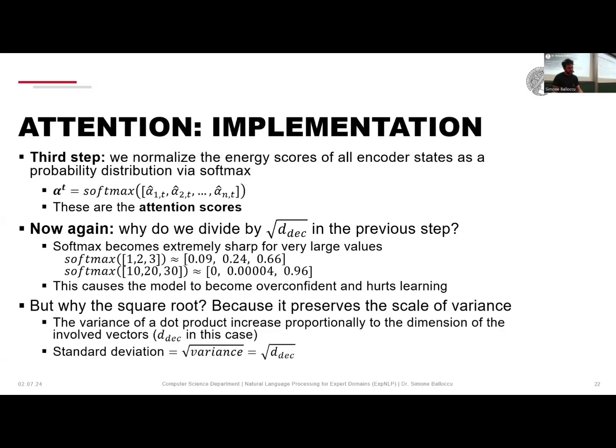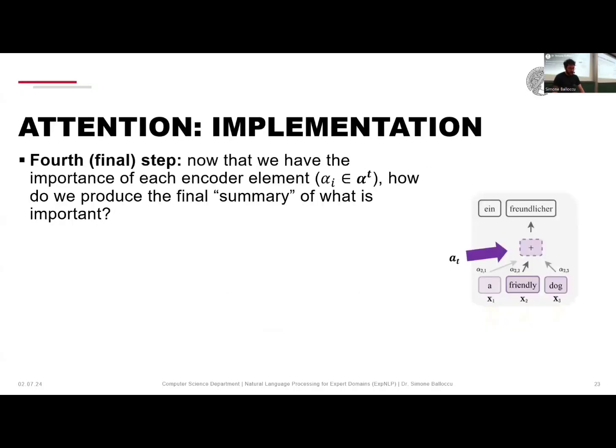Okay. We have a fourth step. Now we have the importance of each encoder element. So we have this alpha_t that, you remember, is a vector and has these elements alpha_ti. Alpha over t, we could call it alpha over t, for all the i states.